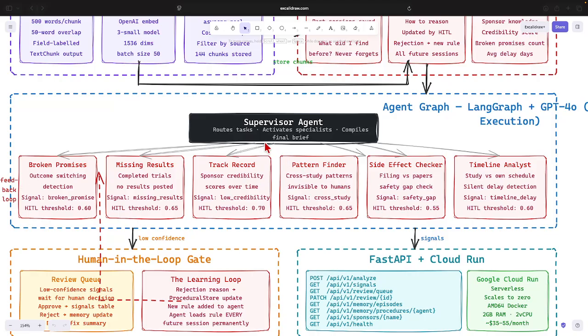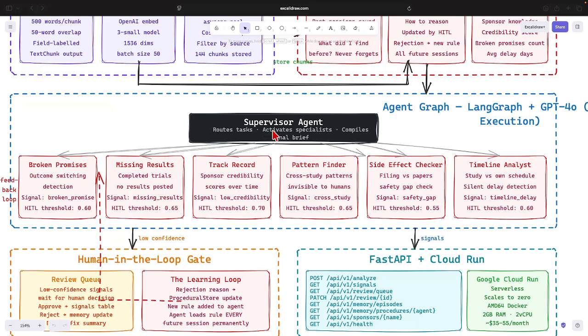And the only job of the supervisor agent is to read the research task. It will read the research task, then decide which of the 6 specialist agents to activate to route the work, and then wait for all of them to finish. It is actually a sub-agentic structure that you're seeing here. And then compose the final intelligence brief.